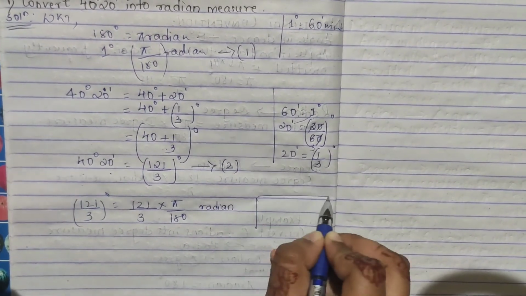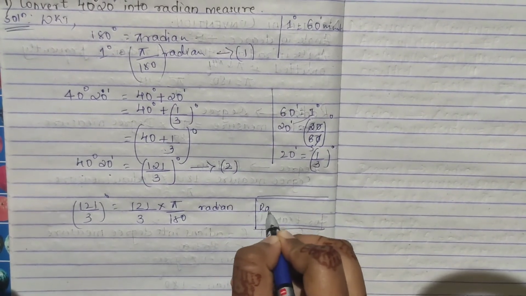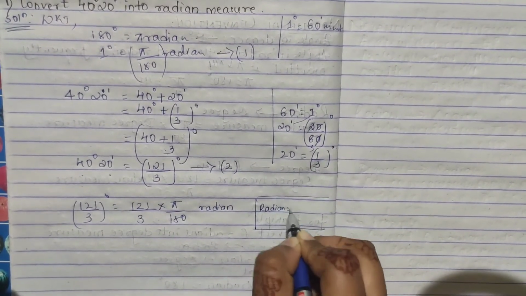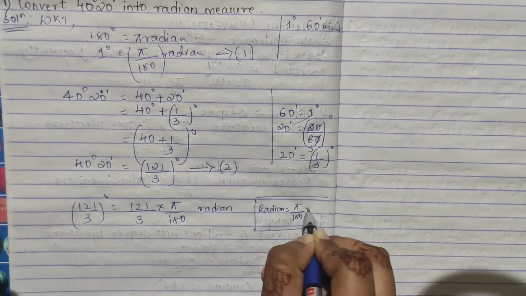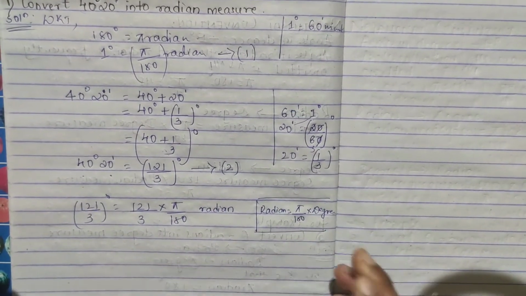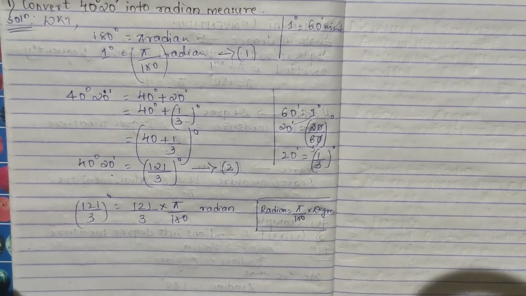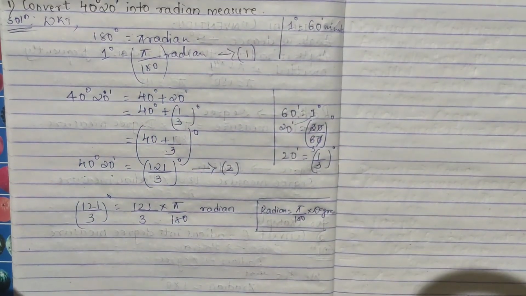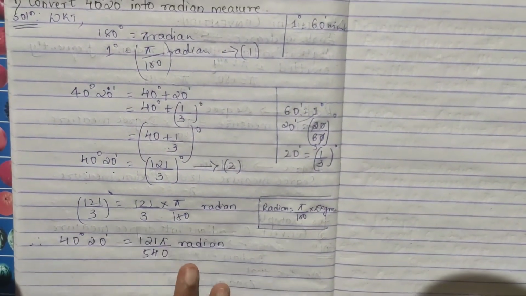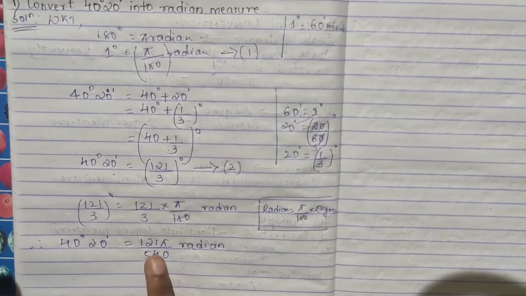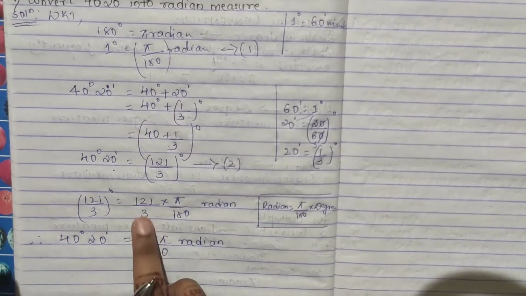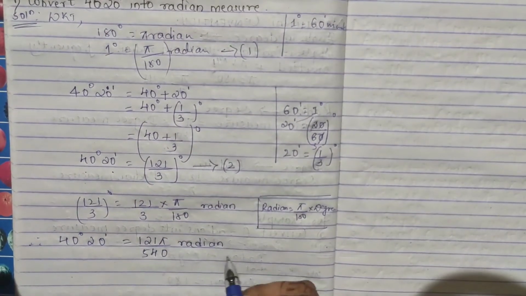We have done that form, right? If you have to find the radian measure, it will be what? Pi by 180 into degree measure. The same we are applying here, right? So finally, for 40 degree 20 minutes, we get 121 into pi by 3 into 180, which is 121 pi by 540 radian.